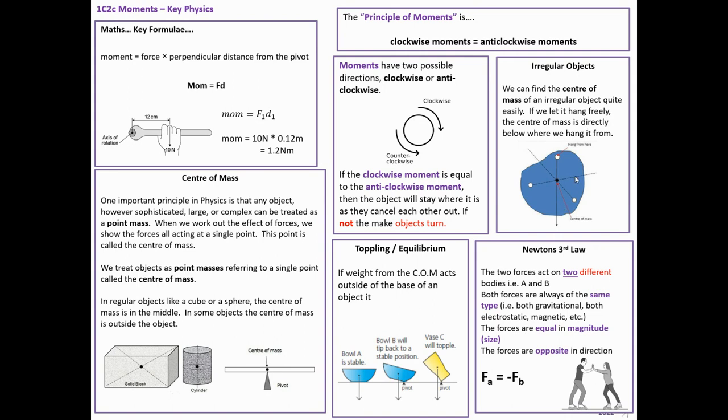So you should be able to describe an experiment where you put holes in a piece of card, or you could hang an object in different places. You let it dangle, you draw a line, you move to another hole, it dangles in a different place, and that gives you the center of mass.